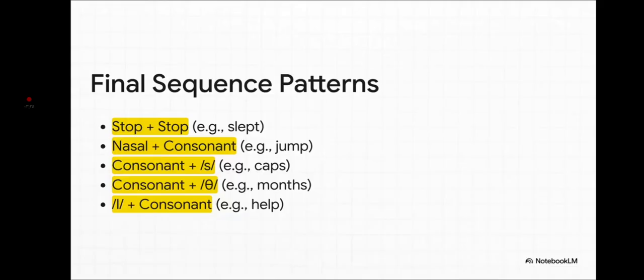So, what are the usual suspects we find at the end of words? We've got double stops, nasals followed by another consonant, the super common S endings, that tricky TH sound, and clusters that hang out with L. Let's take a quick look at each one.